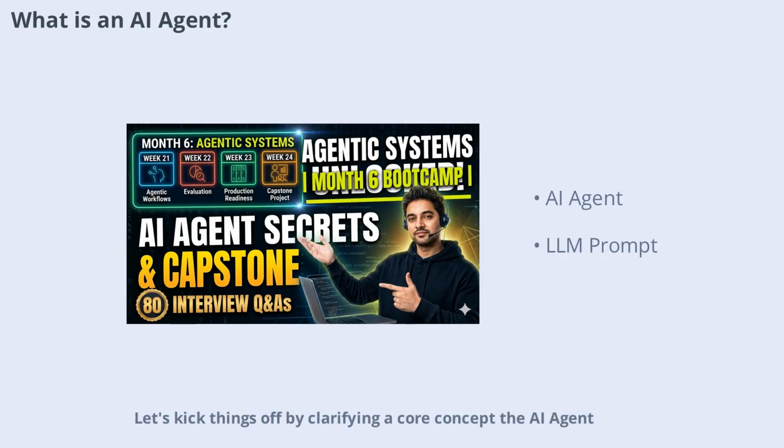Let's kick things off by clarifying a core concept: the AI agent. Unlike a standard LLM prompt which simply takes your input and returns an output in a single linear pass, an AI agent is much more dynamic. It operates in a loop incorporating planning, memory, and tool usage. This means the agent can evaluate its own outputs, decide if it needs more information, execute external tools, and iterate until it achieves its goal.